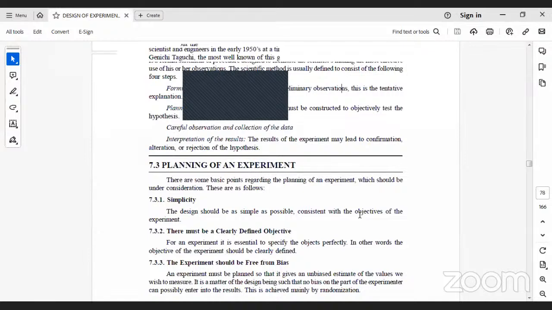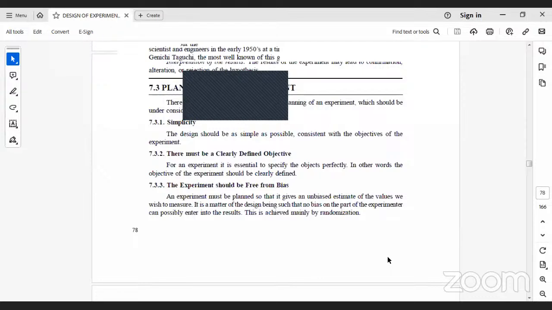There must be a clearly defined objective. For an experiment, it is essential to specify the objective perfectly. In other words, the objective of the experiment should be clearly defined. Then the experiment should be free from bias. So what is free from bias?